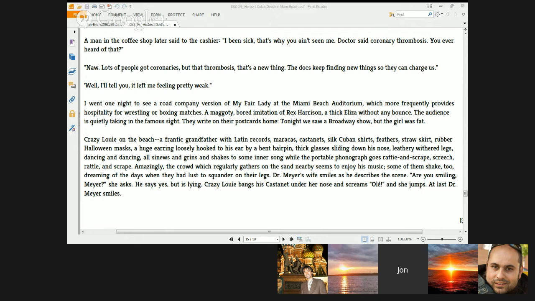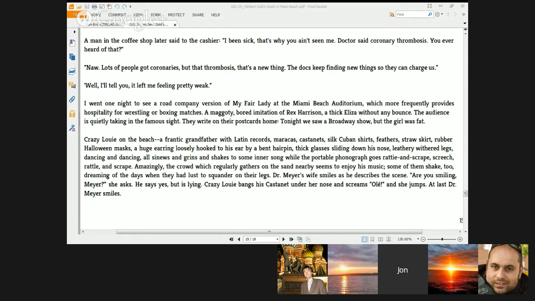A hoop earring loosely hooked to his ear by a bent hairpin. Thick glasses sliding down his nose. Leathery, withered legs. Dancing and dancing, all sinews and grins and shakes to some inner song while the portable phonograph goes scratch, screech, rattle, and scrape. Amazingly, the crowd which regularly gathers on the sand nearby seems to enjoy his music. Some of them shake, too, dreaming of the day when they had legs to squander.